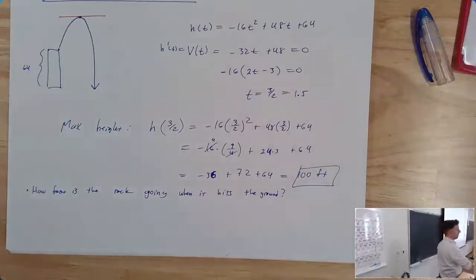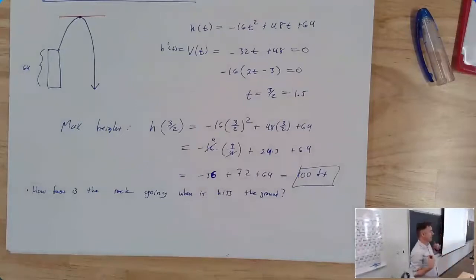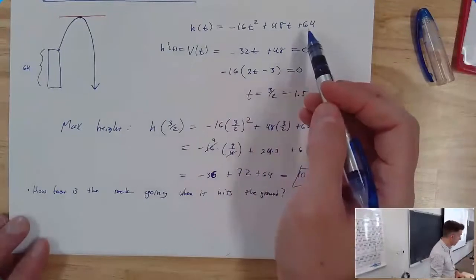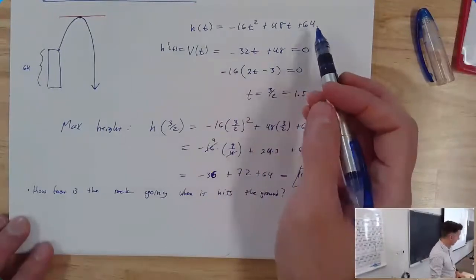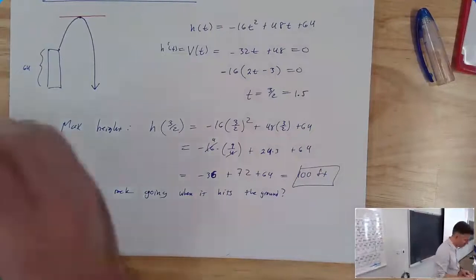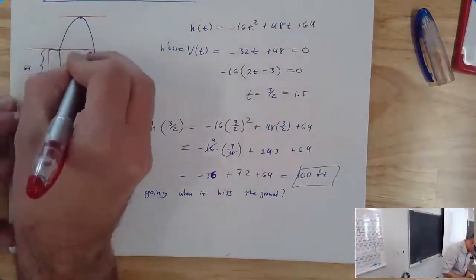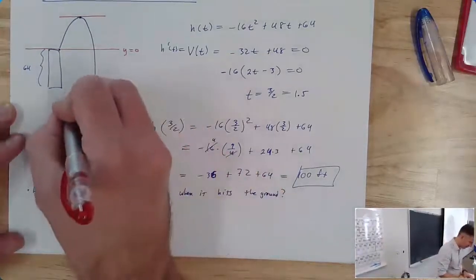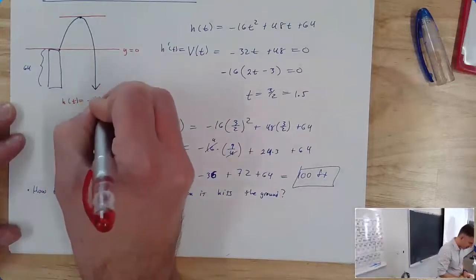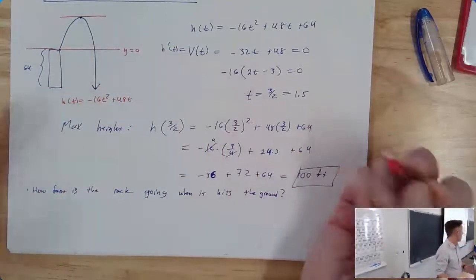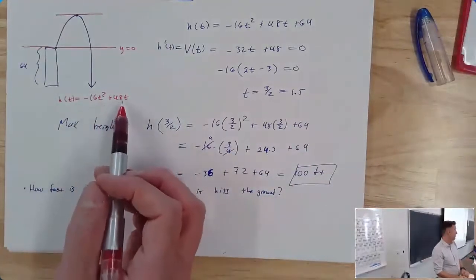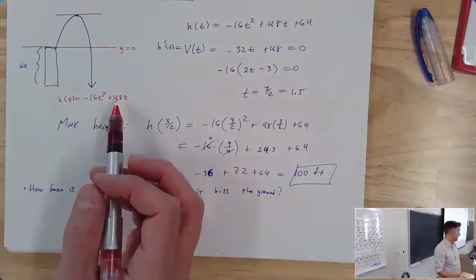Well, let me clarify. Not the way I'm going to say it, but yes, depending on how you want to do it. Our height equation is equal to this. If you were to set up your coordinate system so that this was the ground, then your height would have been negative 16t squared plus 48t, which is not what we did. But if you did it that way, then when it hits the ground, I would set that equal to negative 64. That's how you could do it if you want to.